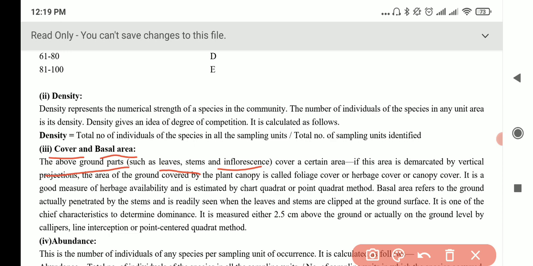And if we trace out or if we demarcate by vertical projections, the area of the ground covered by the plant canopy is called the foliage cover. Okay, when we say plant canopy, it means like a tree canopy. When we talk about the tree canopy, it means how much area those branches and leaves are covering to give us the shade.